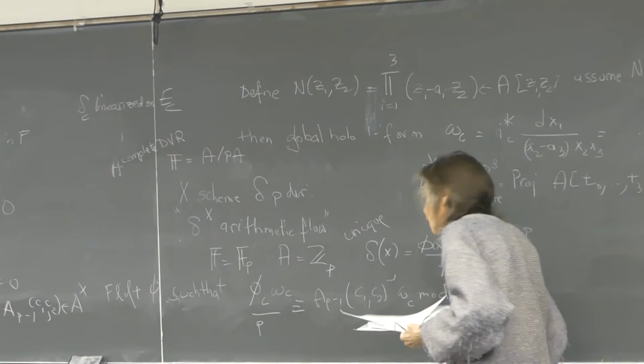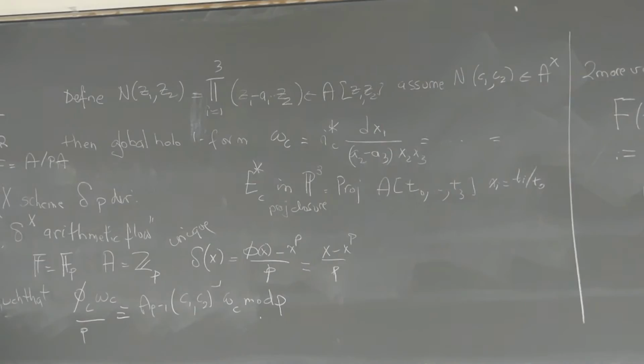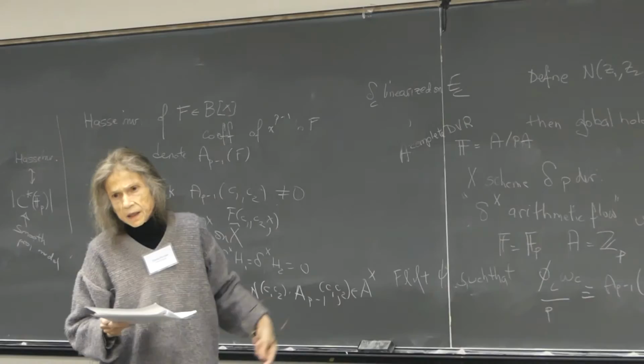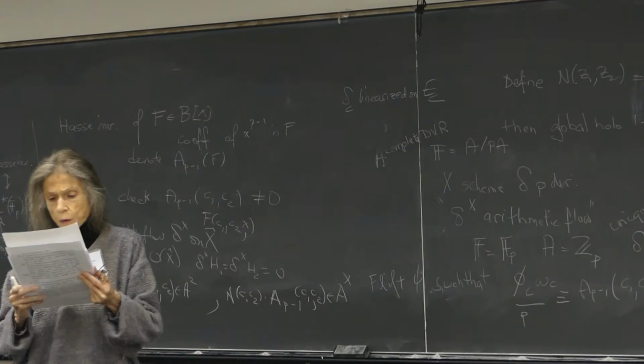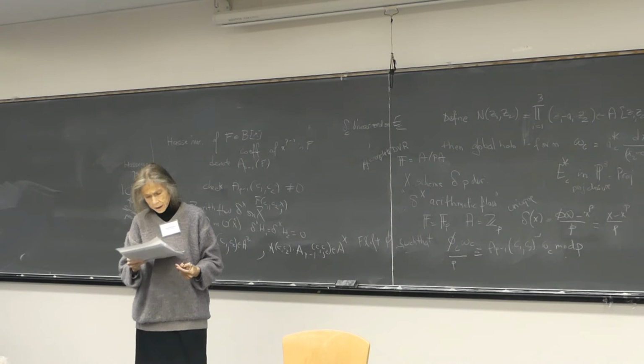Okay, now how do we show that this arithmetic flow exists? We construct it by using the equations explicitly. Construct the derivation. Then, okay, we constructed one. How many are there? So this is another very neat fact. They are a homogeneous space under a linear space. And what's that linear space?